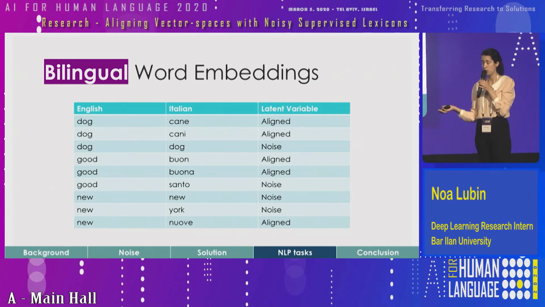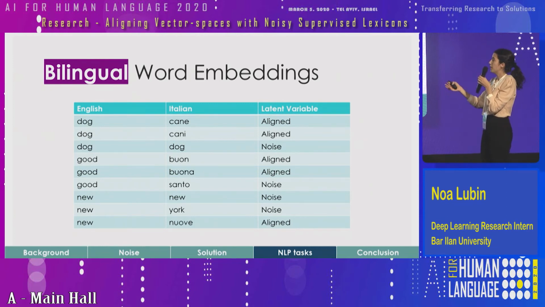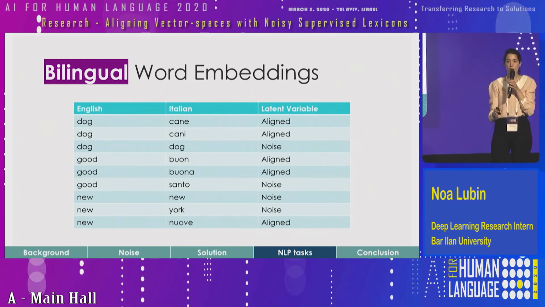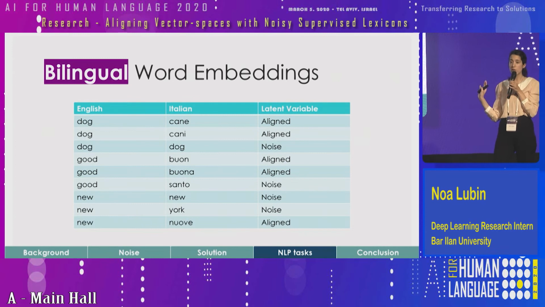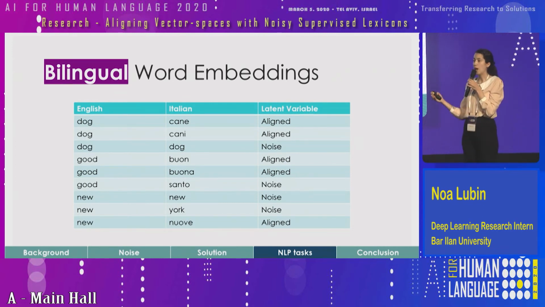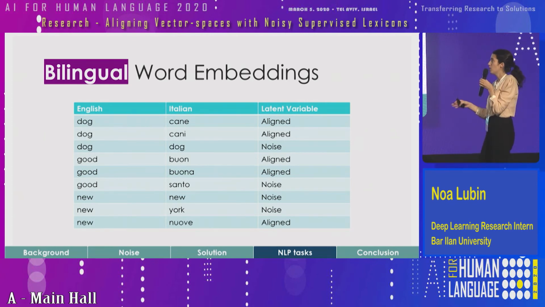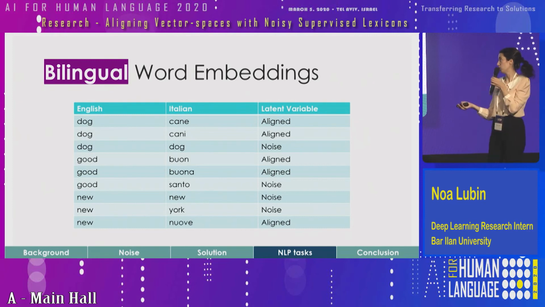the translation matrix. Also, you can see the translation of the word good to bon and bona, which were considered aligned. But the translation good santo was considered as noise. If there are any Italian speakers in the crowd, they may know that santo is indeed a good translation for the word good. But because we want to learn an alignment that is cohesive, our algorithm chose the best translation, or the most probable translation, which is bon and bona.